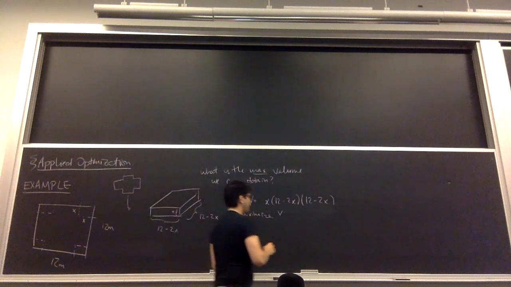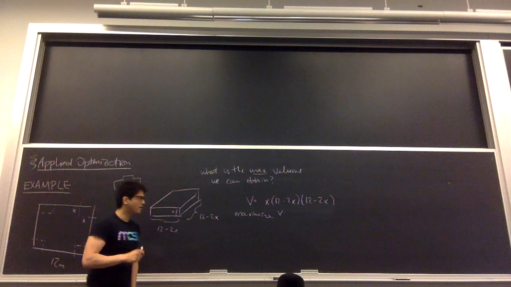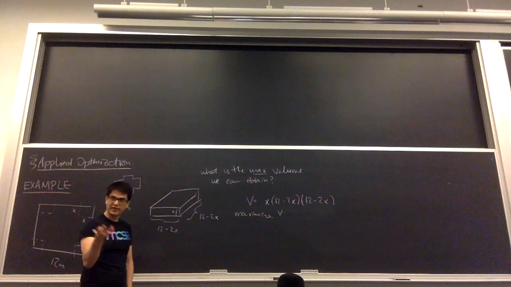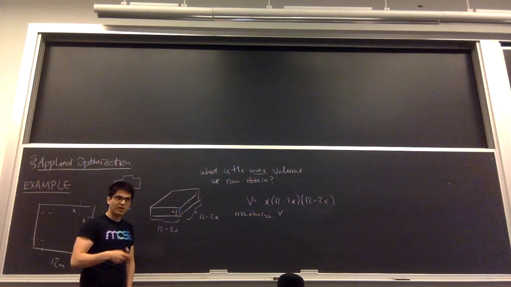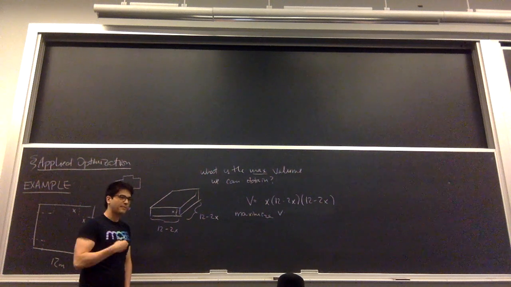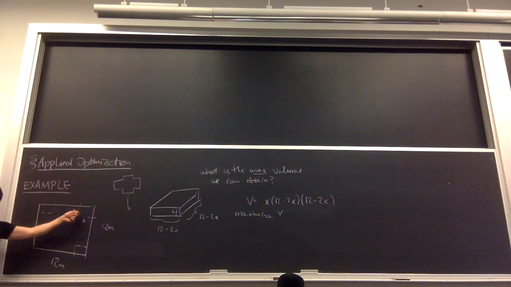Okay, so we see now that we have this function, what's the domain of V? Because we're going to have to check endpoints, and in order to check endpoints, we need to know what the natural domain of this problem is. So basically what I'm asking is, what are the acceptable values of x? Like if the box itself is only 12 meters by 12 meters, I can't cut out a 50 by 50 square. So what actually is the largest x can be? And be careful.